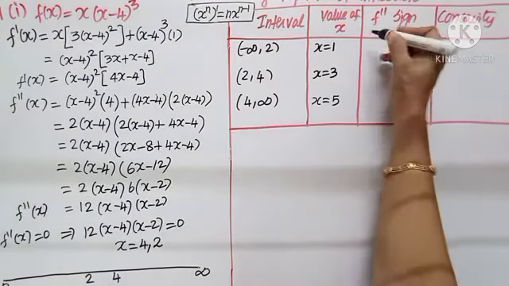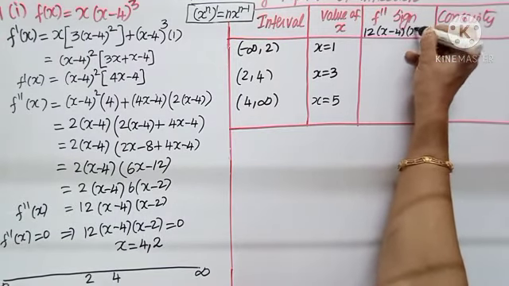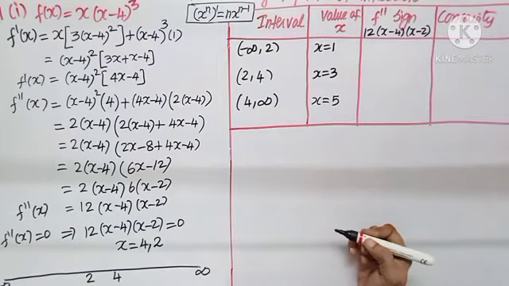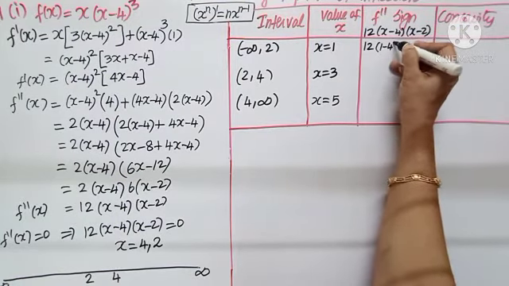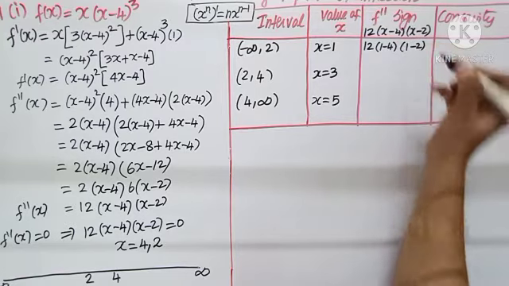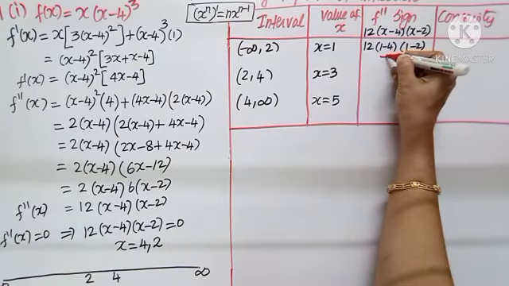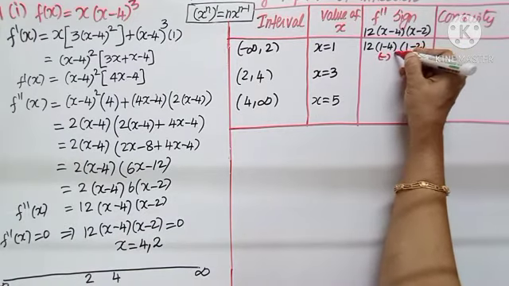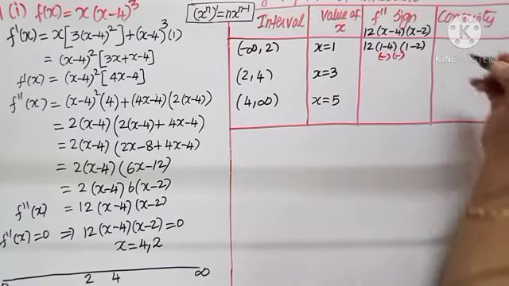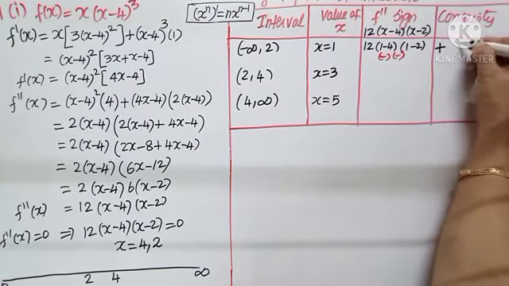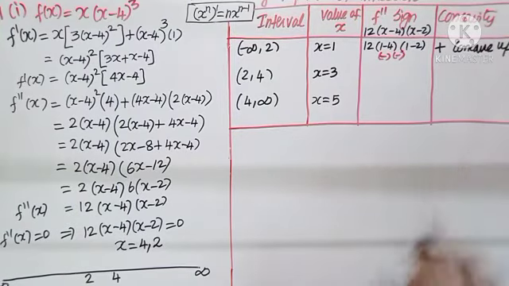What is f double dash actually? 12 x minus 4 into x minus 2. As we substitute 1, 12 into 1 minus 4 into 1 minus 2. Check whether it is positive or negative. 1 minus 4 is negative, 1 minus 2 is also negative. Negative into negative, we will say positive, and therefore it is concave up.